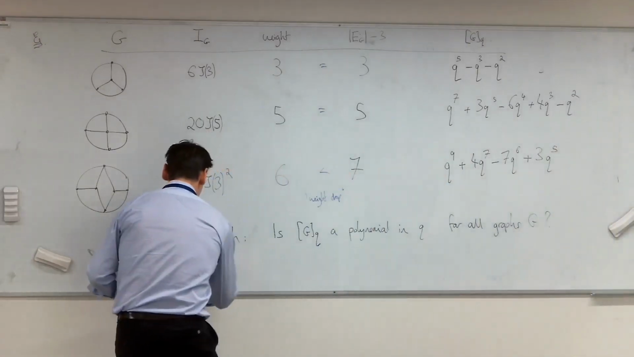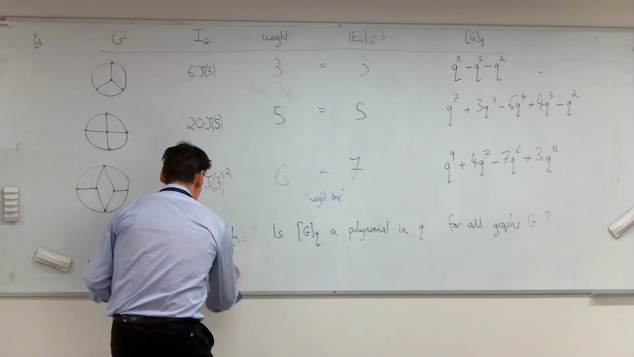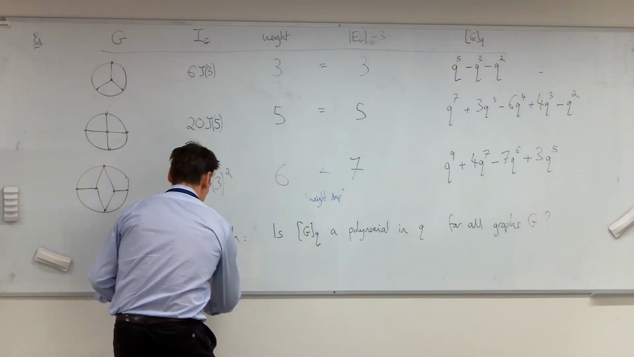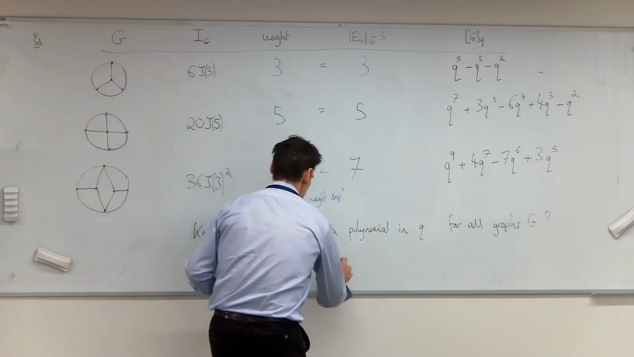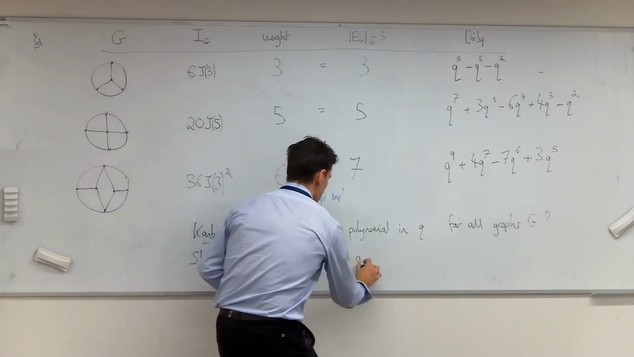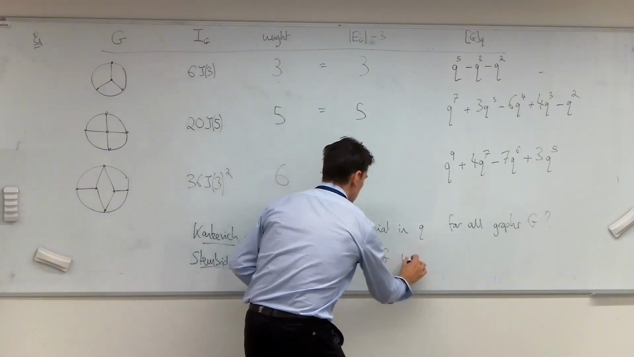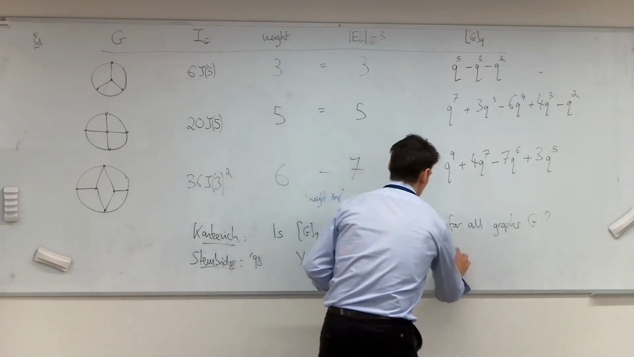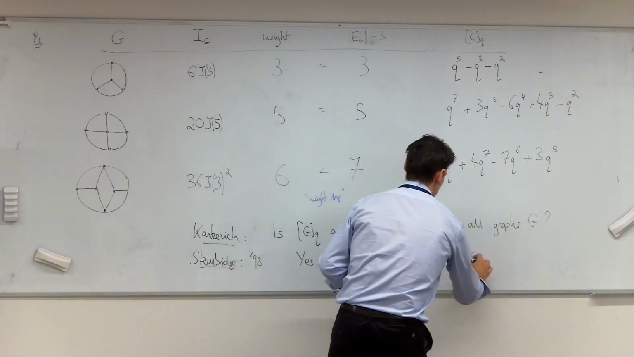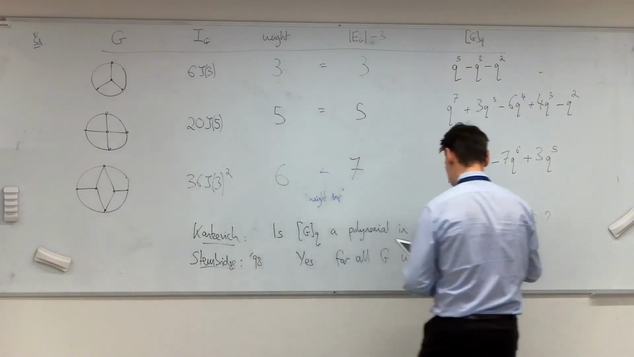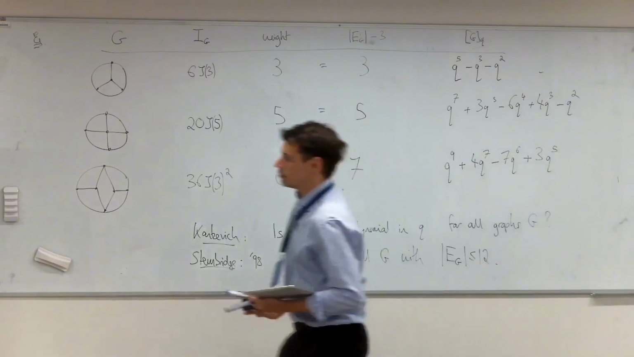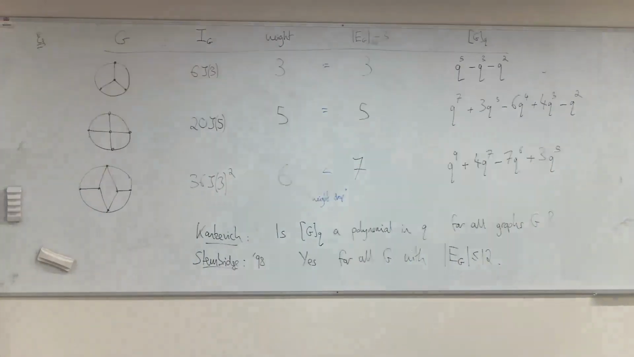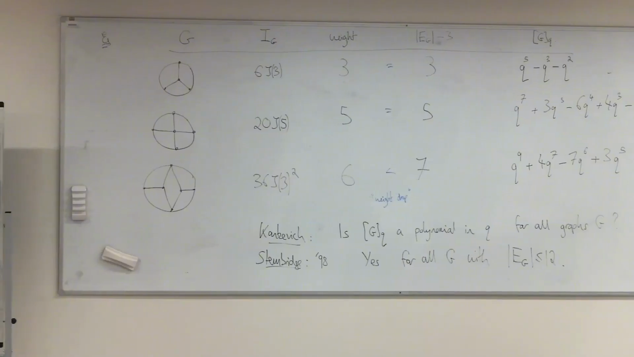And then combinatorics looked at this. So Stembridge in 1998 showed that it's true, yes, for all graphs with at most 12 edges. And I'll have time to explain the method. Very far behind.